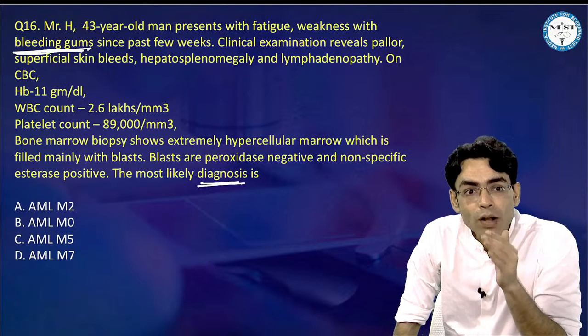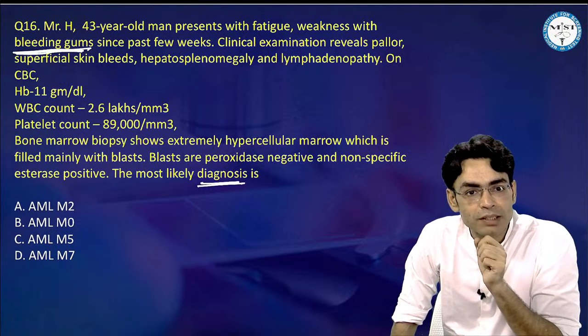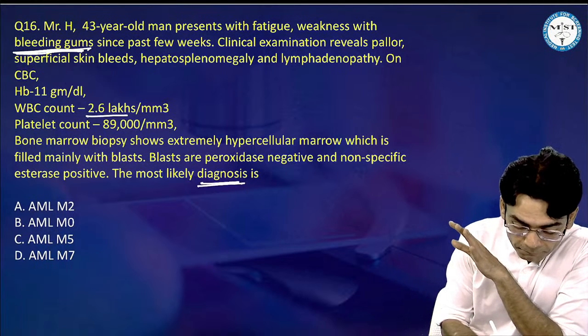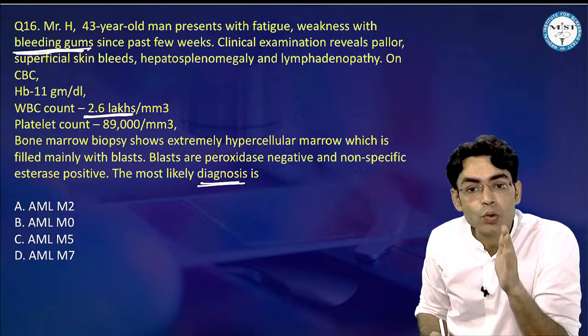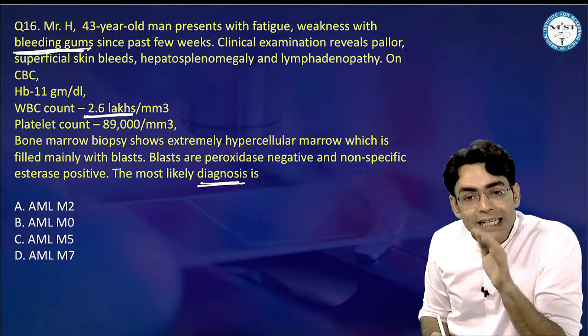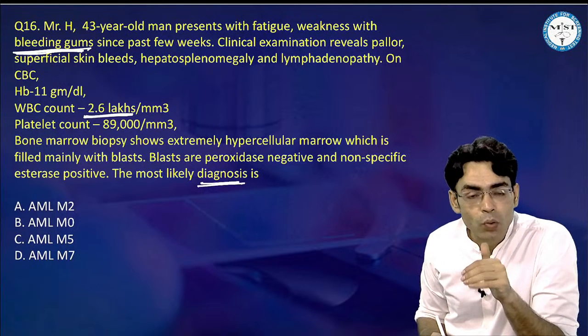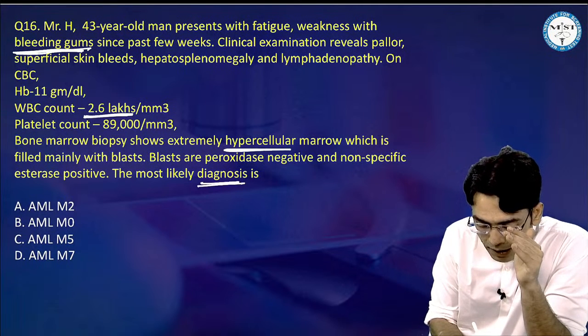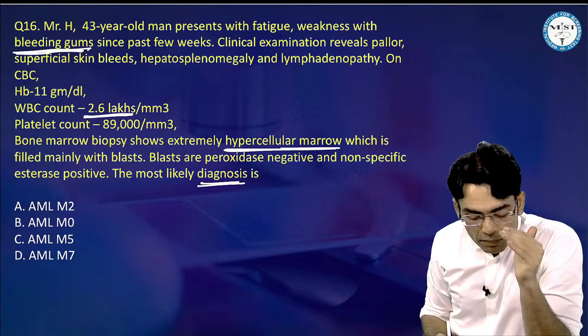Oh. On CBC, hemoglobin is 11 gram per deciliter. WBC count is 2.6 lakhs. Okay. What is the normal WBC count? 4 to 11,000. Platelet 89,000. That means platelets are going low. Bone marrow biopsy shows extremely hypercellular marrow, which is filled mainly with blasts.